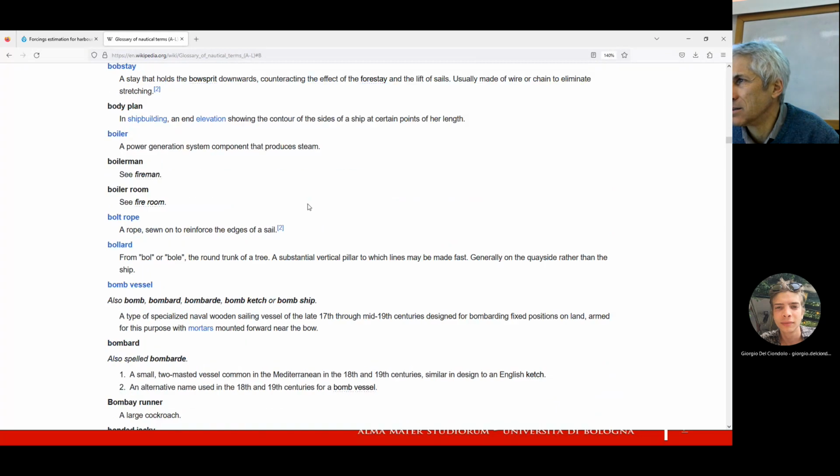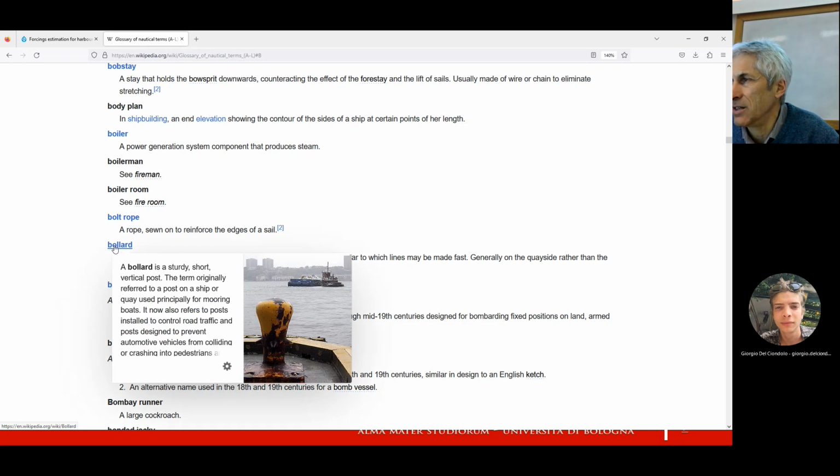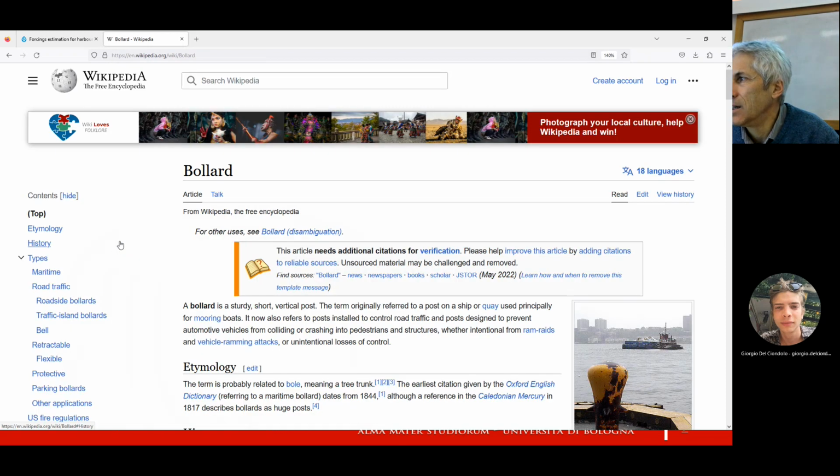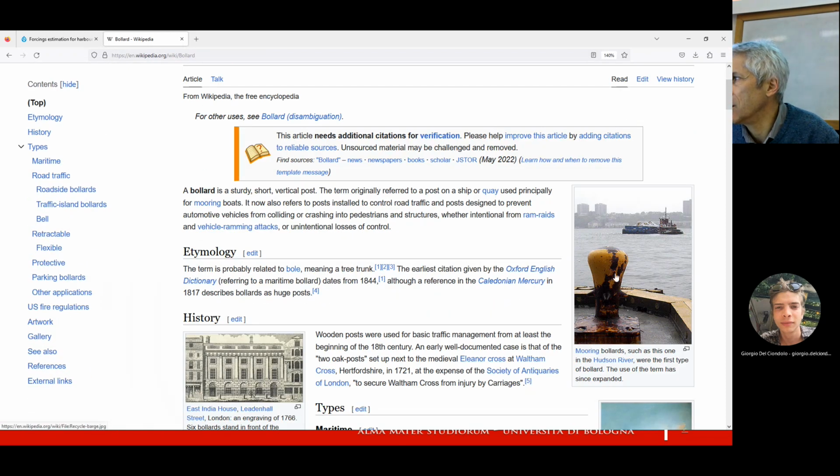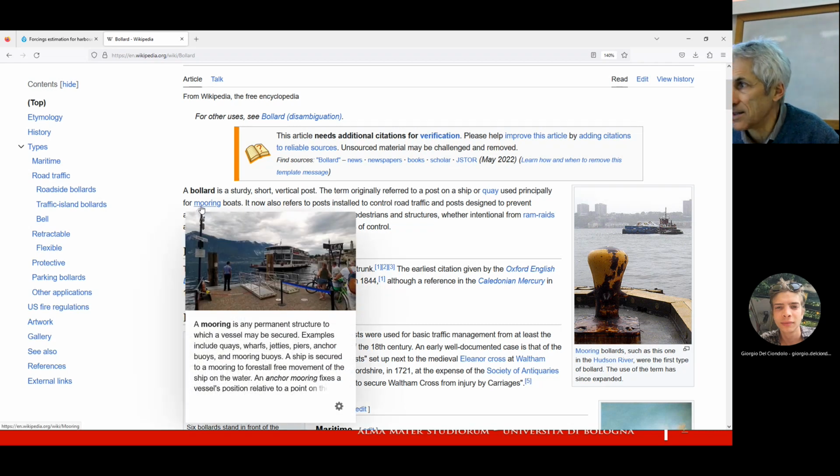Bollard. Here, bollard. Oh, there is also the picture. You see, it is a very interesting page. A bollard, let's click on it. A bollard is, here there is the picture, a sturdy, short, vertical post. And the term originally referred to a post on a ship or a quay used principally for mooring boats.